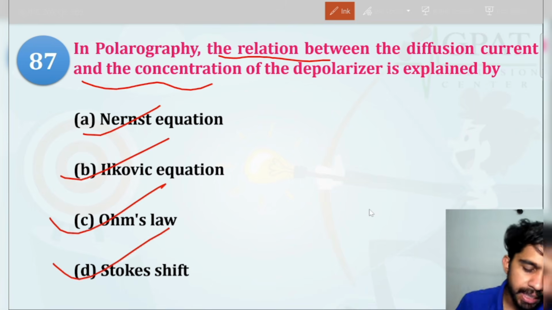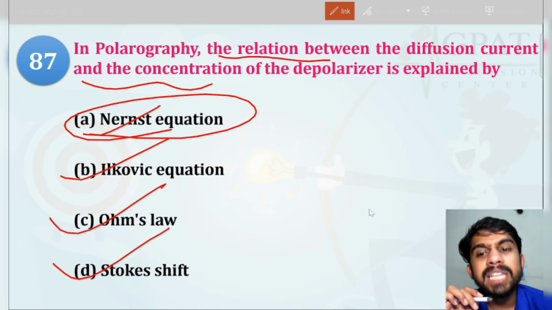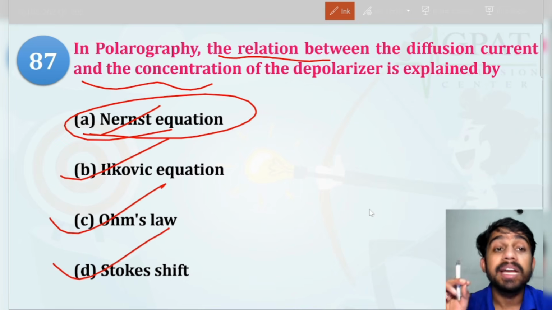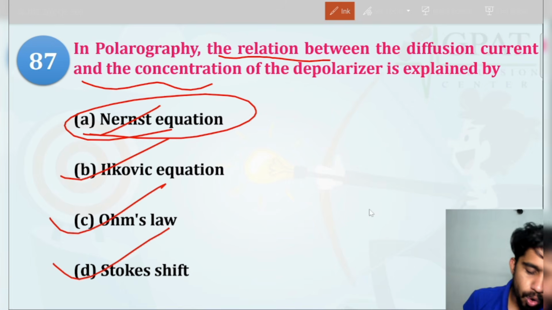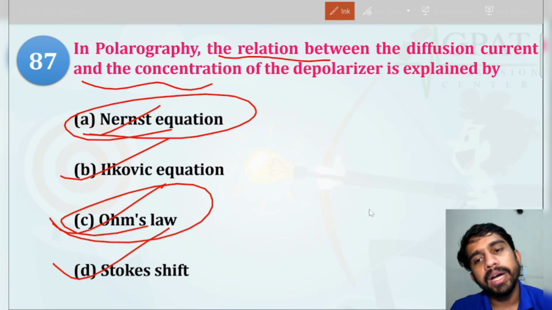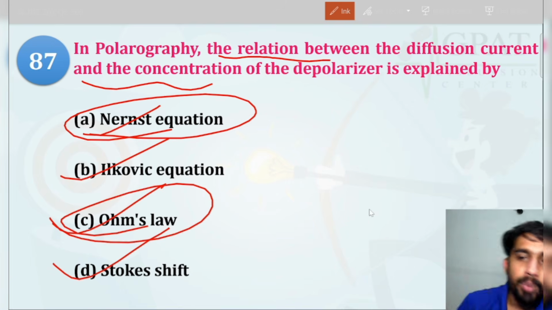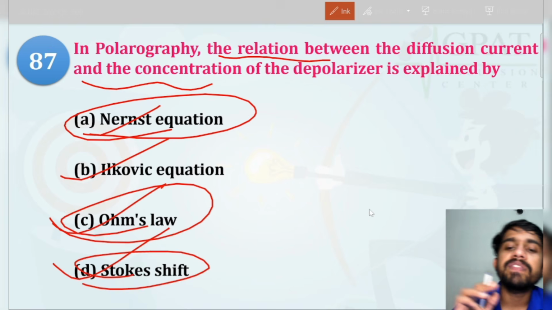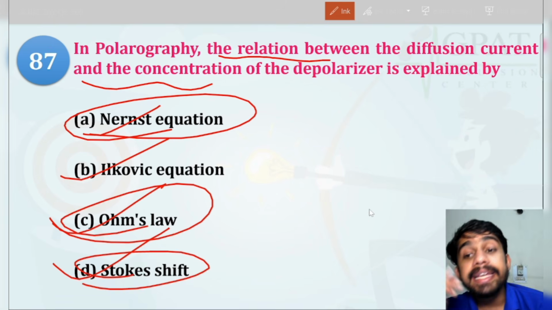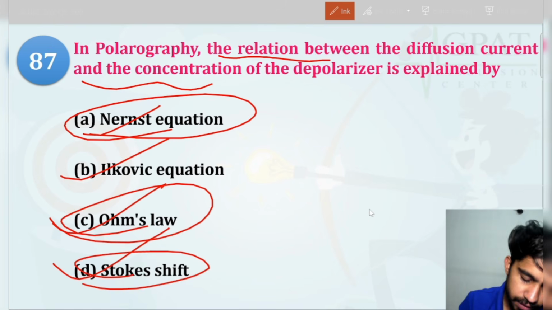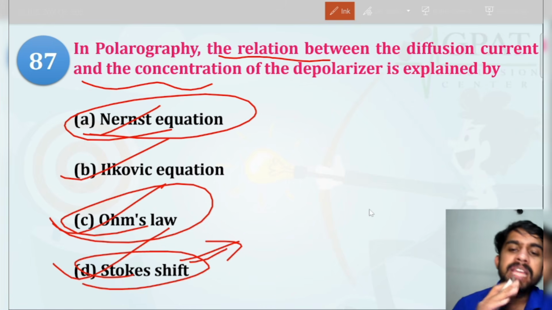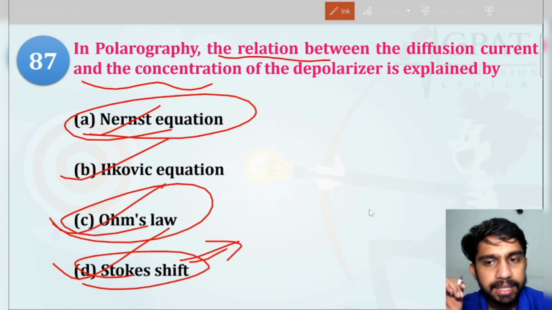If we talk about the Nernst equation, it relates electrode potential to ion concentration, and it is used in thermodynamics. Ohm's law is V equals IR, a basic electricity law. The Stokes shift is the difference between the excitation and emission wavelength in fluorescence.